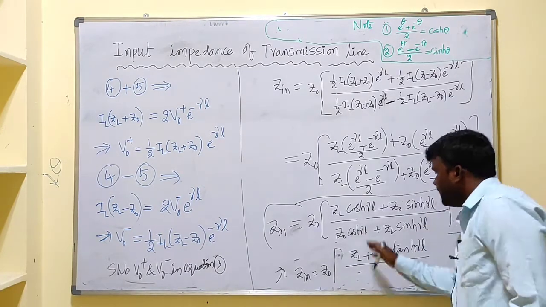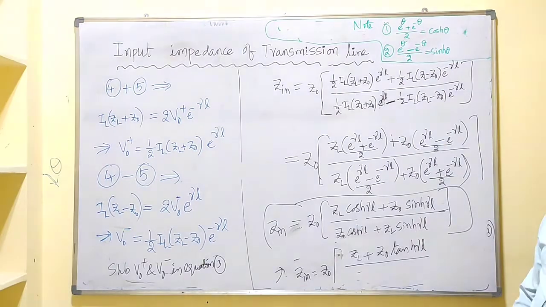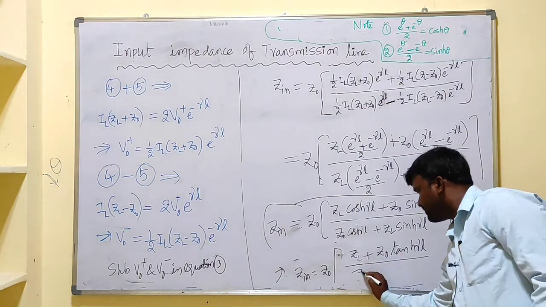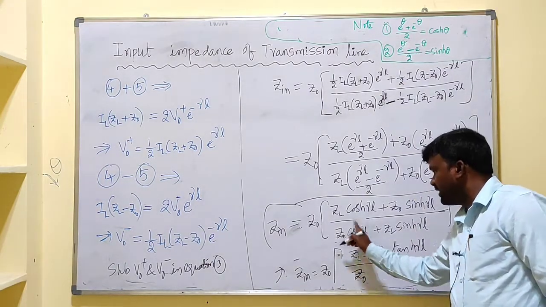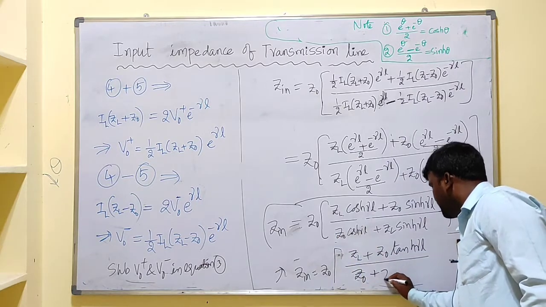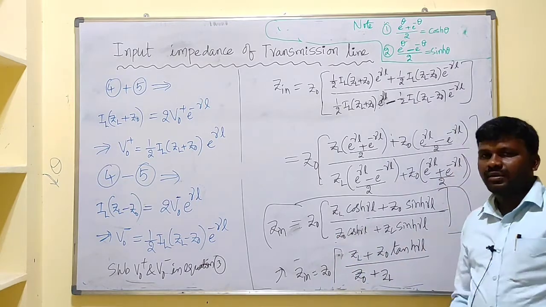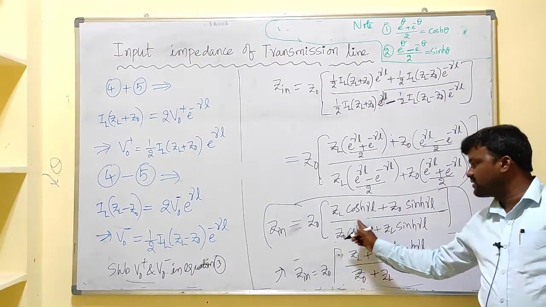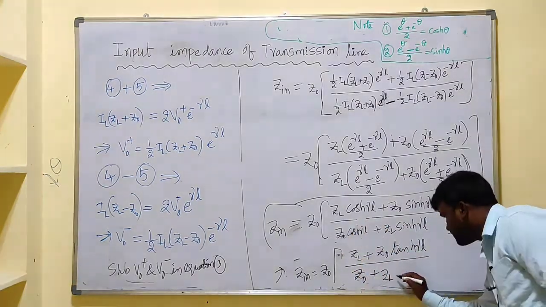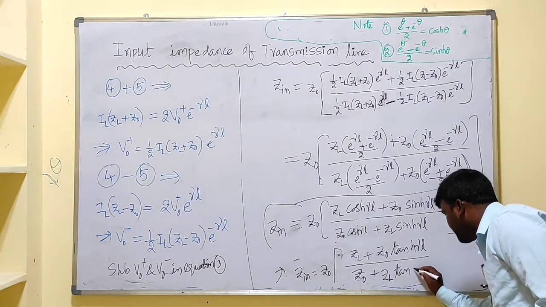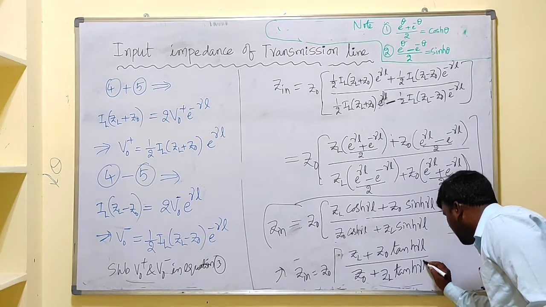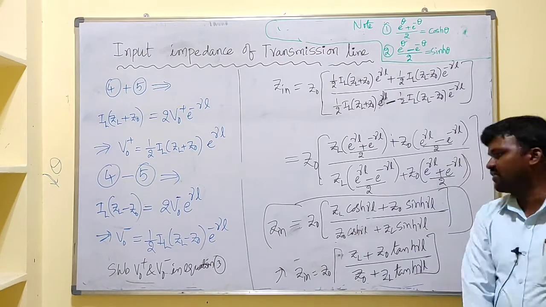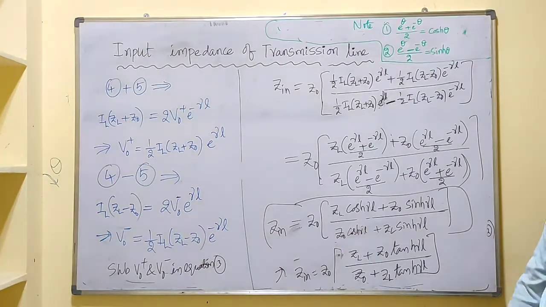And in the denominator also, the same term, cosh γL, is taken as common, so the remaining term is Z0, and here ZL into sinh γL by cosh γL. Why? Because cosh γL is taken as common. So the remaining is what? As it is sinh by cosh, it gives tanh γL. This is the expression for our input impedance.